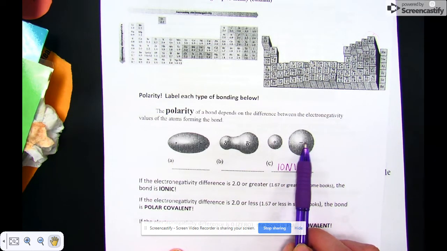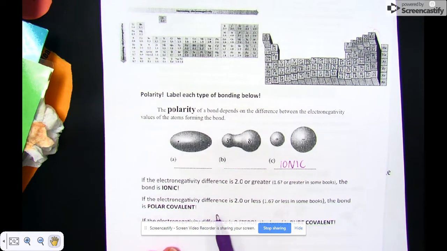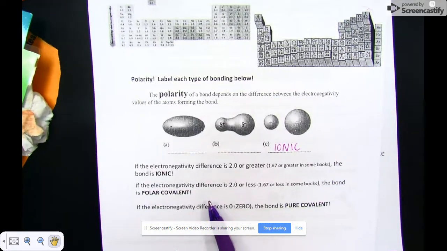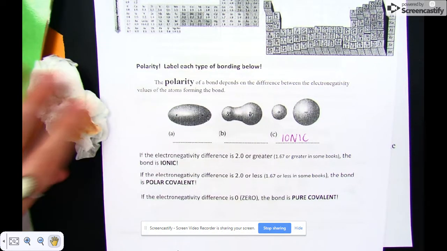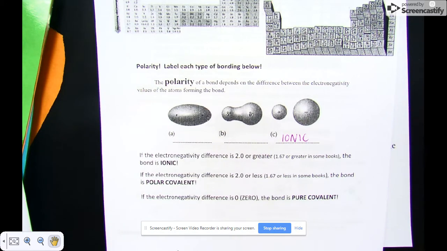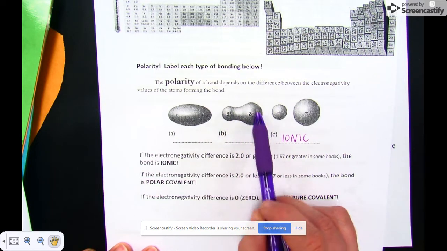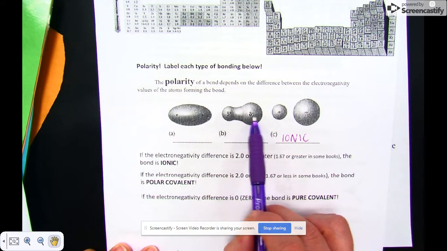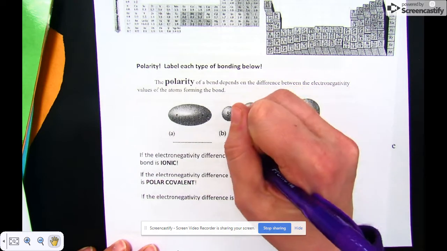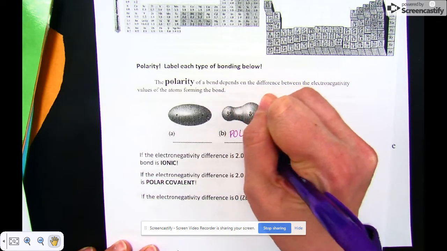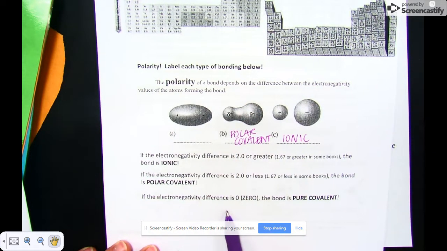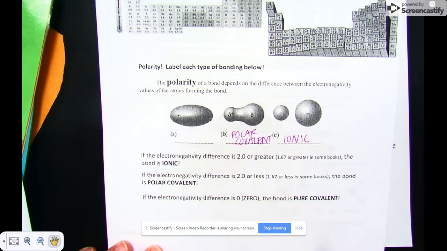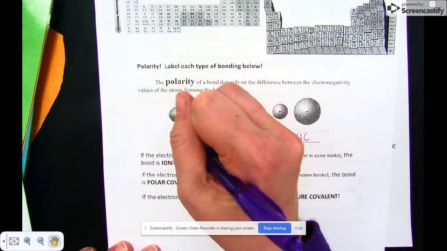negative charge. Polar covalent is when the electronegativity difference is less than 2. So they have different electronegativities, but not more than a difference of 2. In that case, they are going to share electrons, but one is going to steal more electrons than the other. That is where you can see this happening. It's more likely for an electron to be on the negative end than it is on the positive end. So this is our polar covalent. And then finally, you have an electronegativity difference of 0, which is the pure covalent, where everything is equally shared.